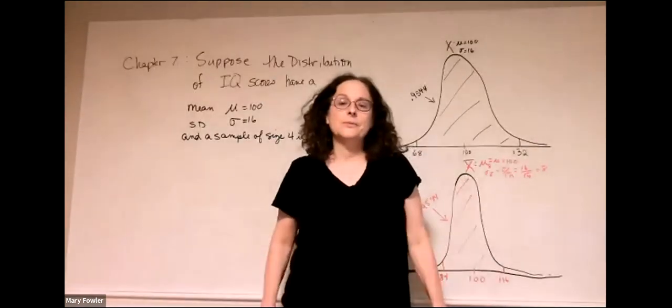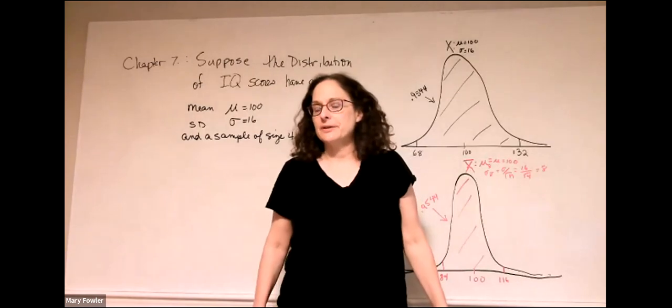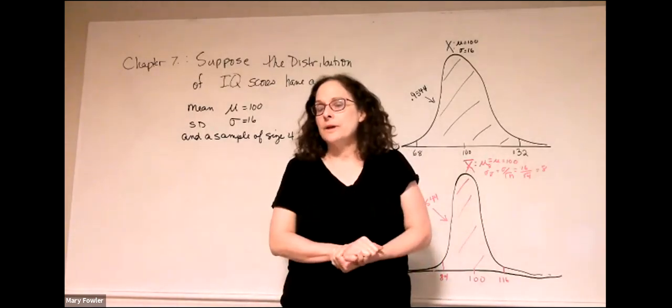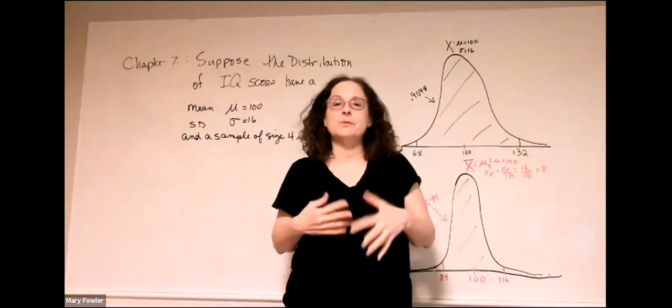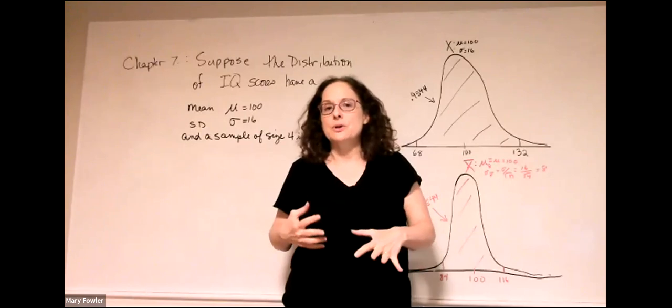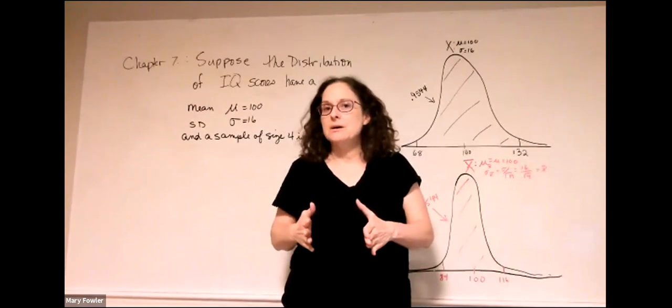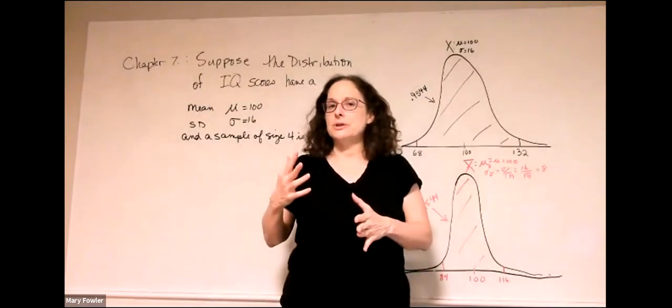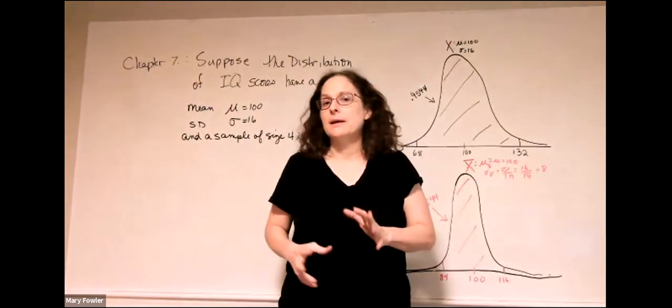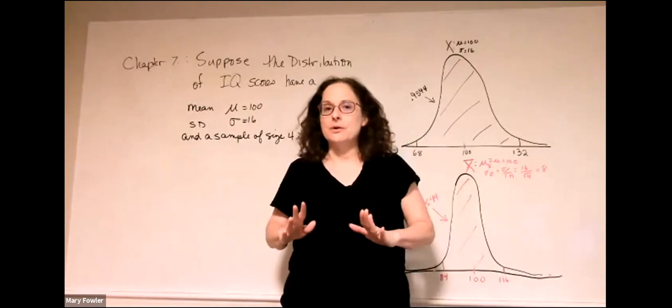Hi, in this video, we're going to be working in Chapter 7. In the previous video, we had gone through a simulation and tried to understand the relationship between the mean of a parent population and the mean of the distribution of the sample mean. Also, we talked about variability.